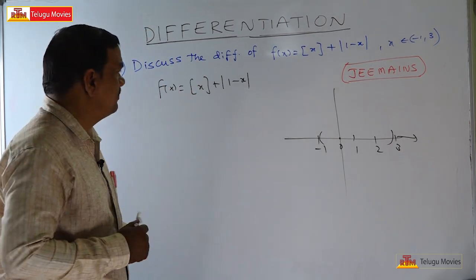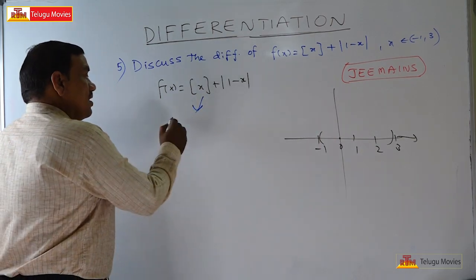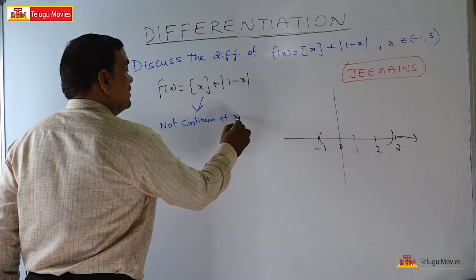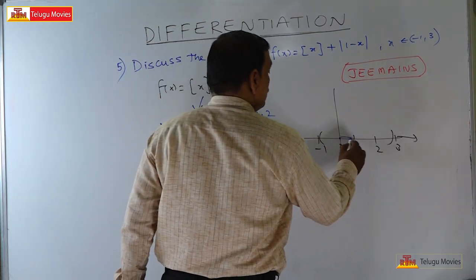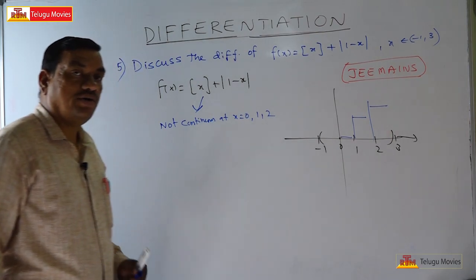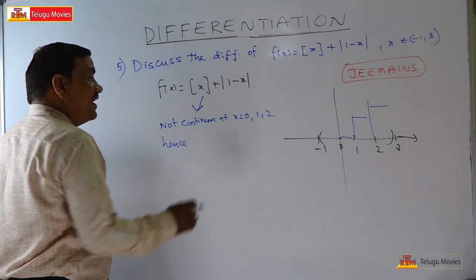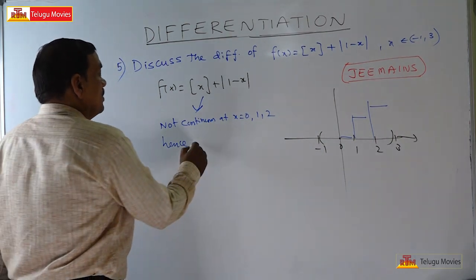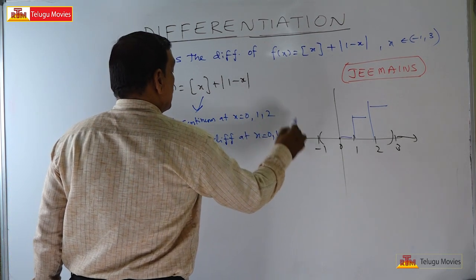It's very clear. This step function is not continuous at x = 0, 1, 2. At 0, at 1 and 2, it has a breakage. Hence, when there is a breakage, there won't be any question of differentiability. Hence, it is not differentiable at x = 0, 1, 2.